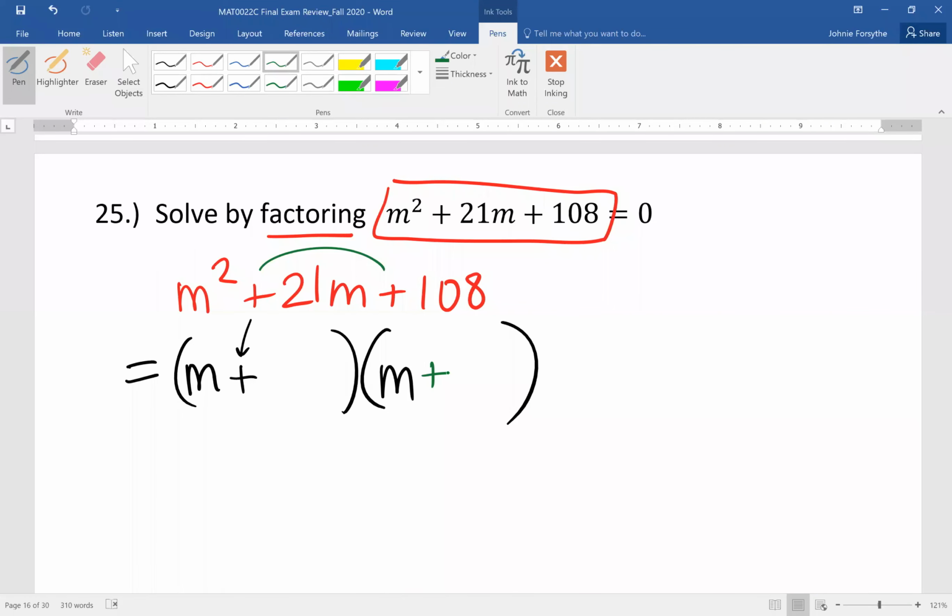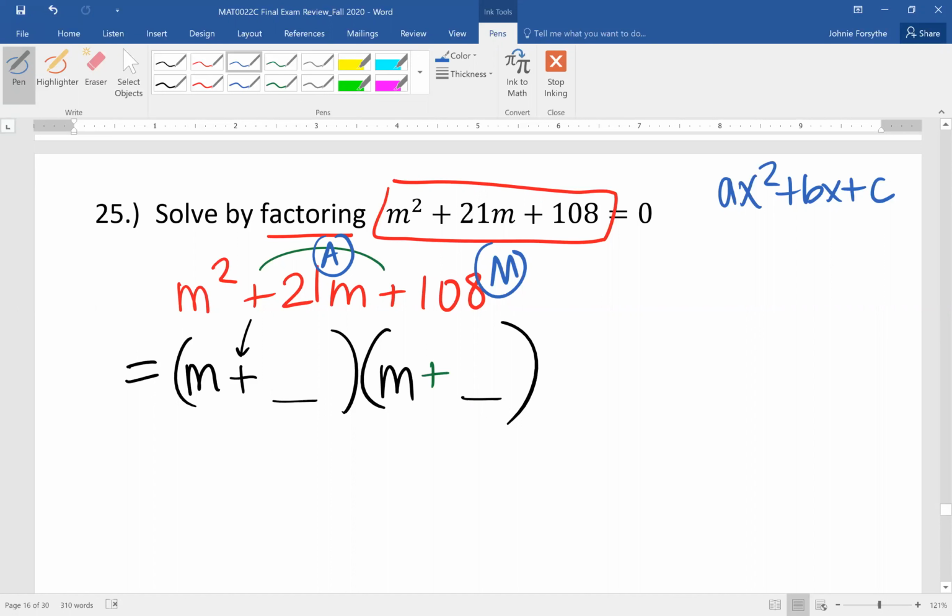So now I need to get what numbers go in here. When you're factoring a trinomial, you need to get two numbers that will multiply to give you this 108. And let me just show you the standard form. So this is the standard form for a trinomial. You're trying to get two numbers that multiply to give you the C, which in this case is 108, and add to give you that B, in this case 21.